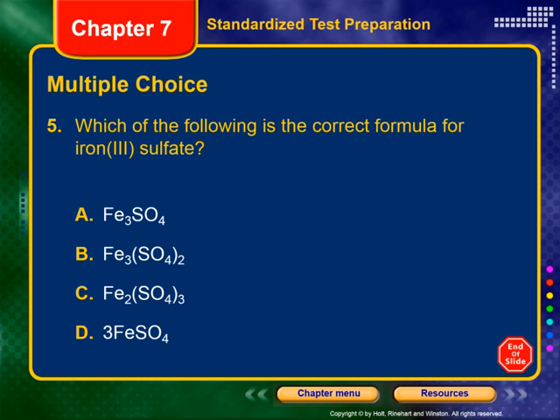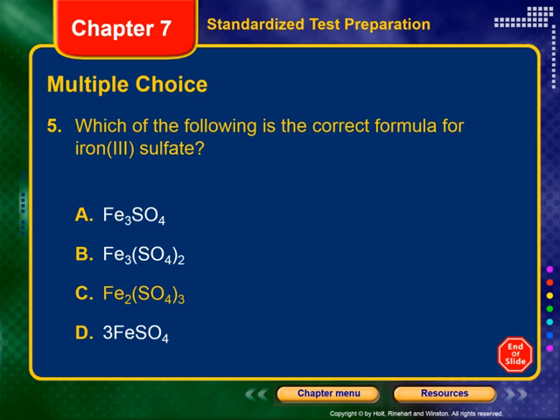Which of the following is the correct formula for iron(III) sulfate? Go ahead and press pause now. Correct answer is C, Fe2(SO4)3.